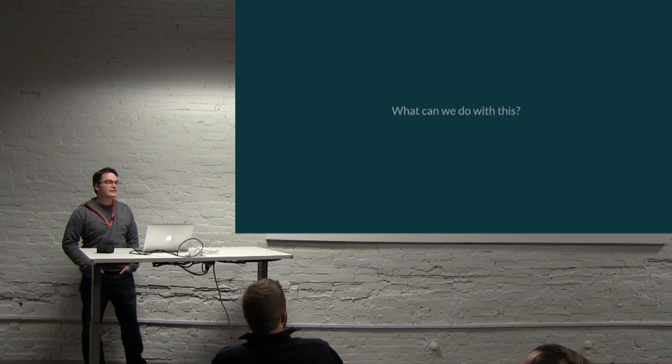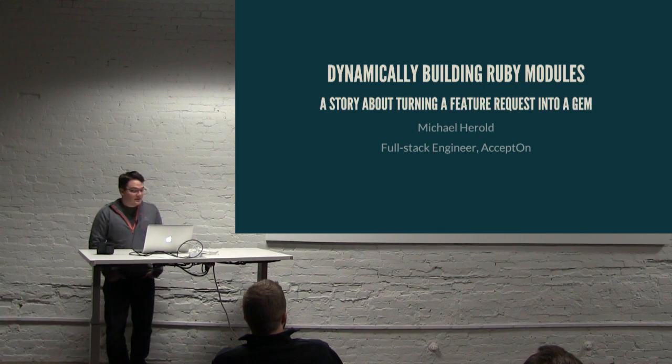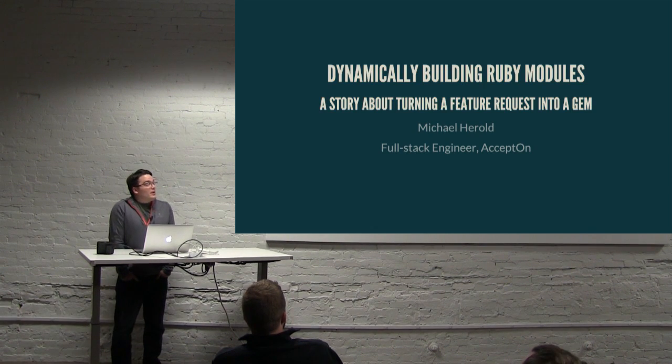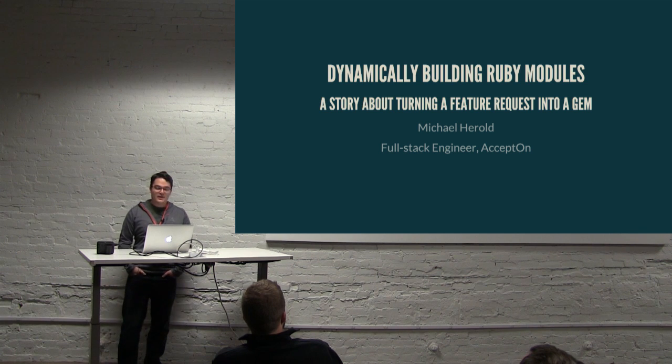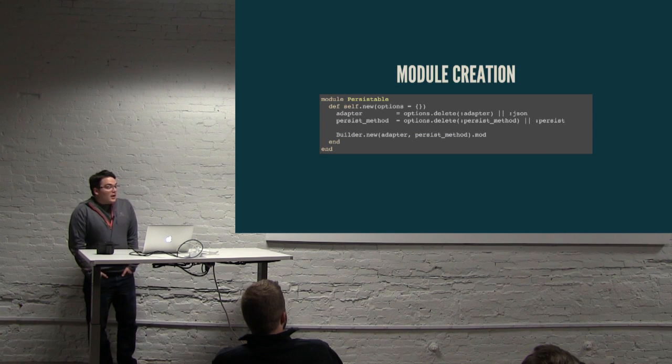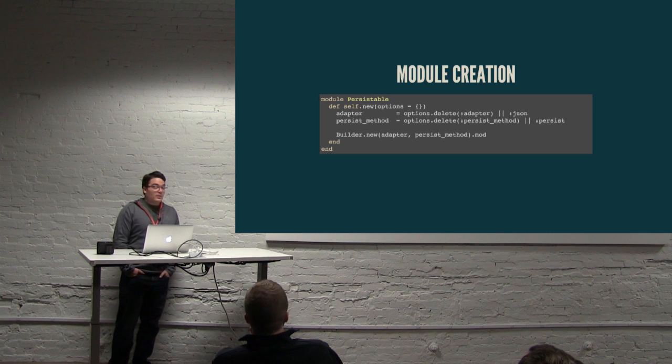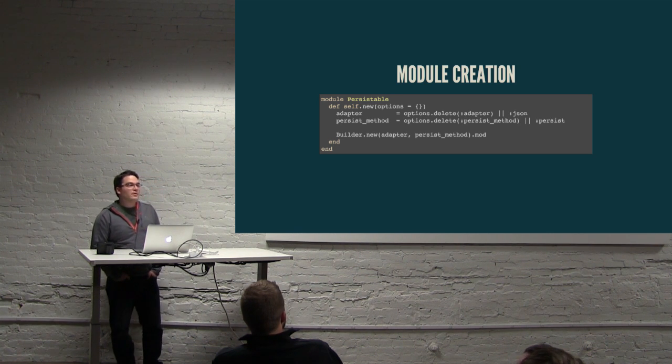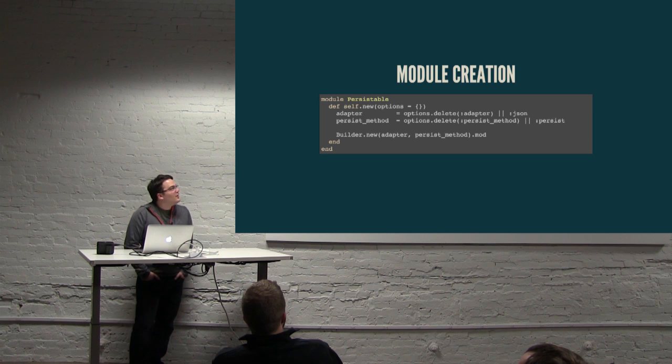So what can we do with this? I'm talking about building dynamic Ruby modules on the fly, and how I'm going to turn this into a gem based on me working on another gem. So module creation, this is just a little snapshot of what I wanted to do here. The idea here is the gem is hashy. If you've never used it, it's extensions for hashes that make them a lot more useful and a lot more slower, but a lot more powerful.